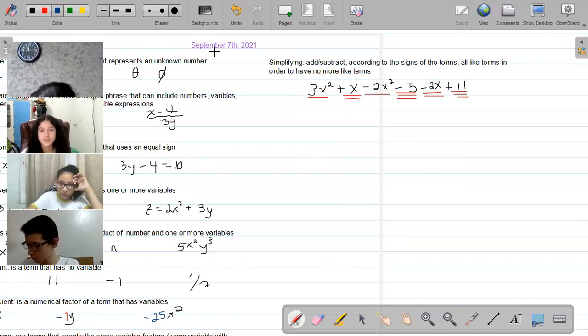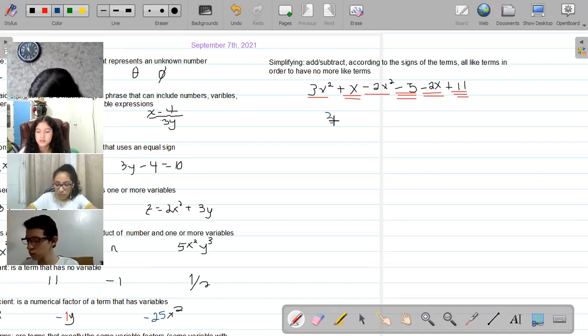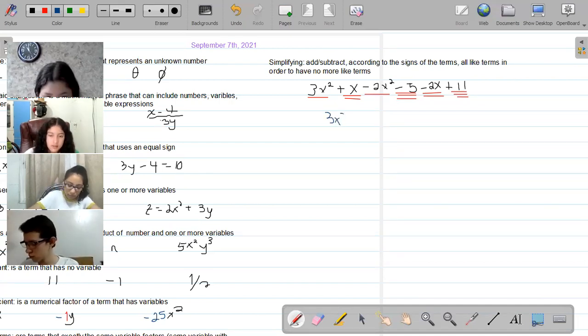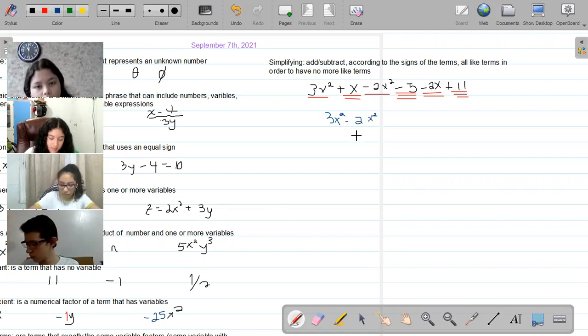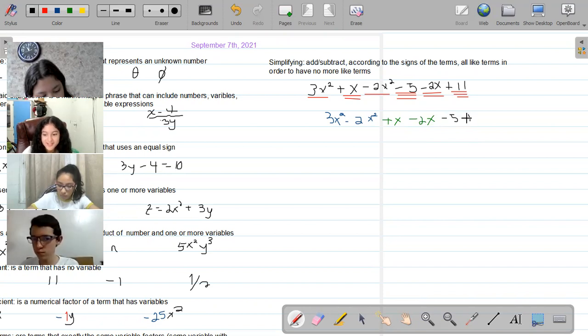Last year, we simplified them by writing an extra step in which we rewrite the terms one next to the other when they are like terms. So we said last year, negative 3x squared minus 2x squared. And those were the first like terms. And then we had positive x minus 2x. And those are the next like terms. And at the end, minus 5 plus 11. And that's what we did last school year.